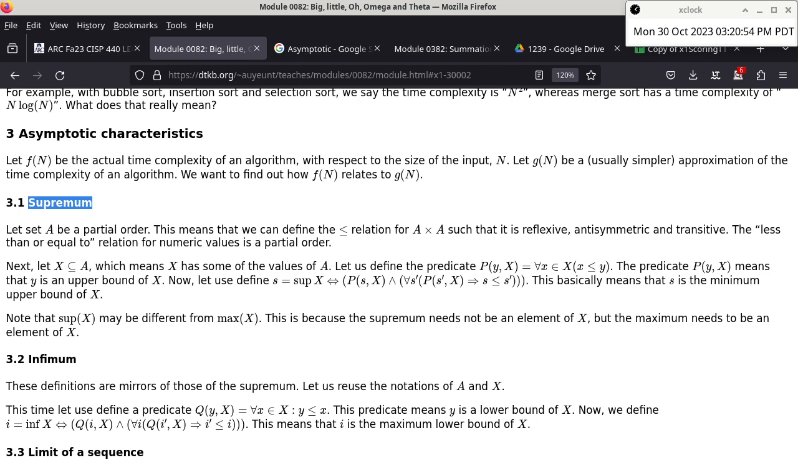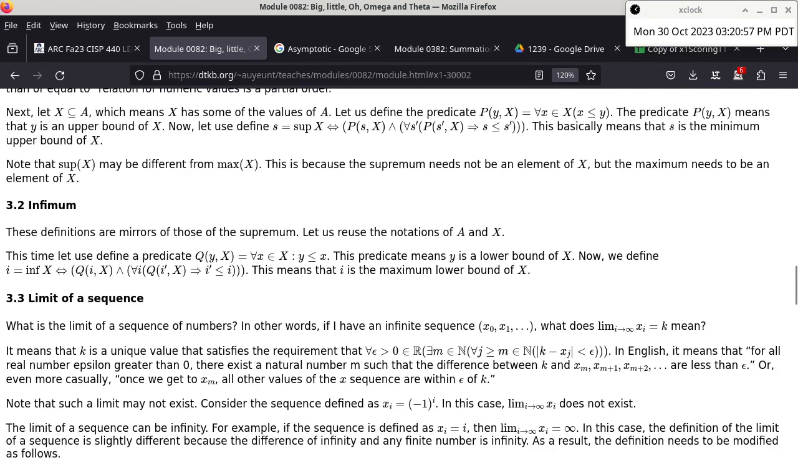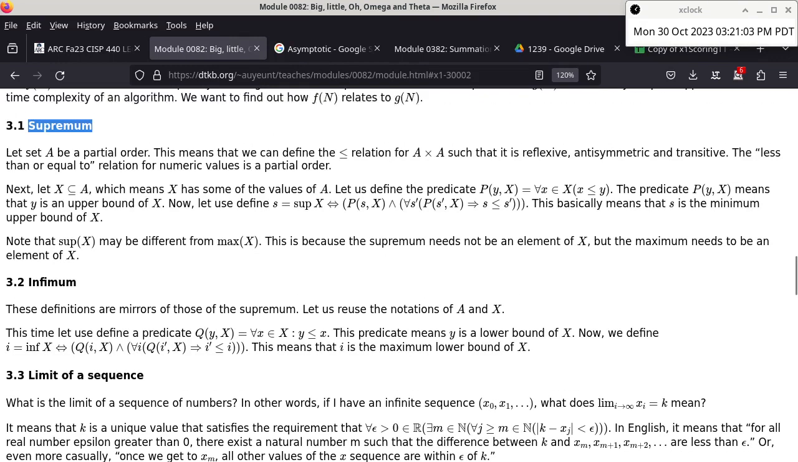All right. Moving on to infimum, which is basically the same thing as a minimum. Infimum is the mirror image of a supremum, where the definition is almost exactly the same, except it's opposite. So Q of i, x basically states that i is a lower bound of x, but we also want to make sure that every other lower bound of x is less than or equal to the one that we're looking at. So that means i is the maximum of all the lower bounds.